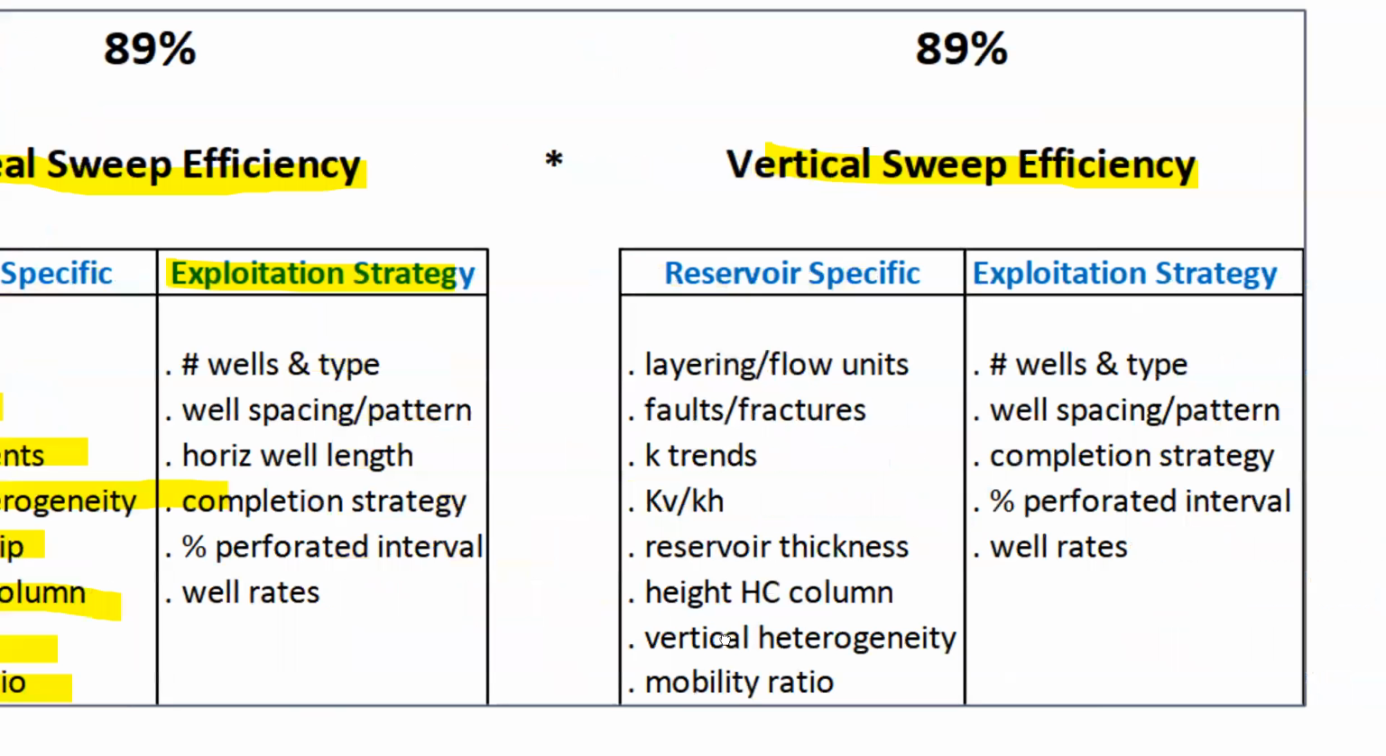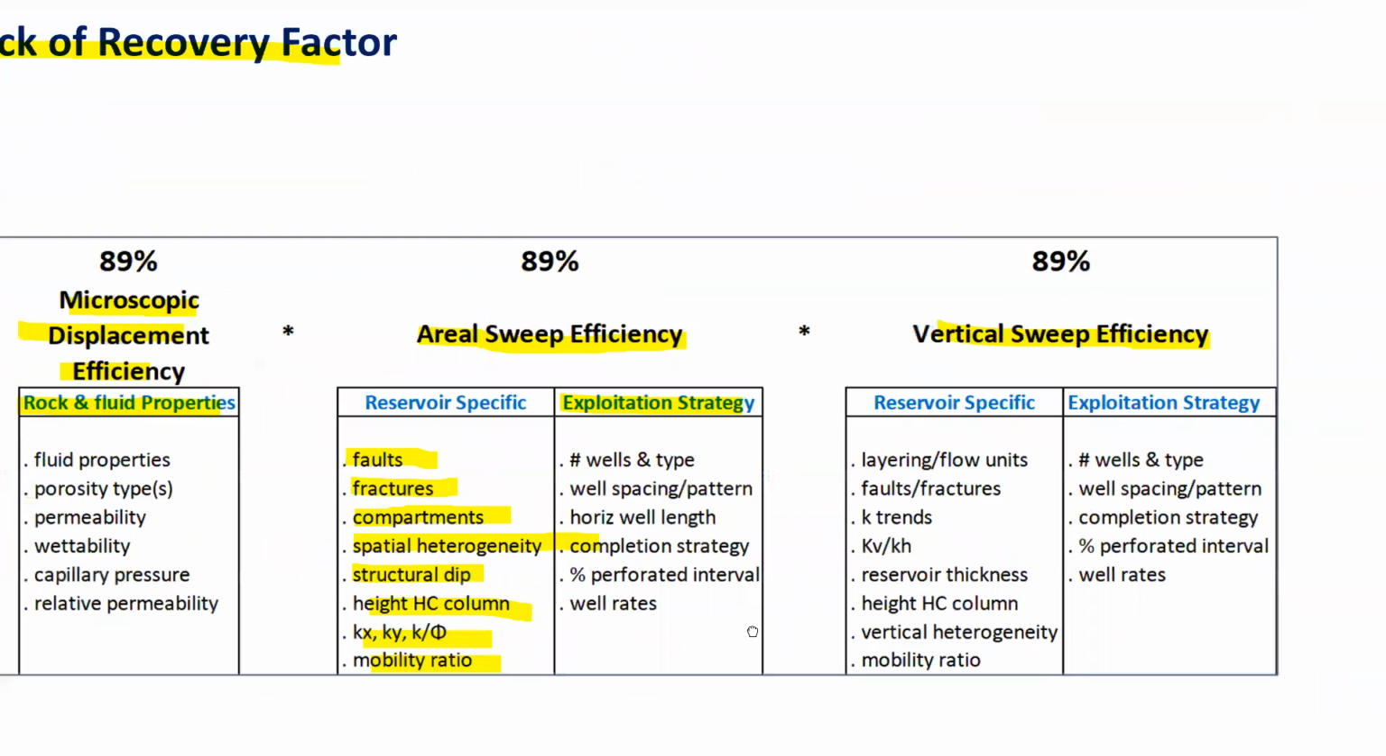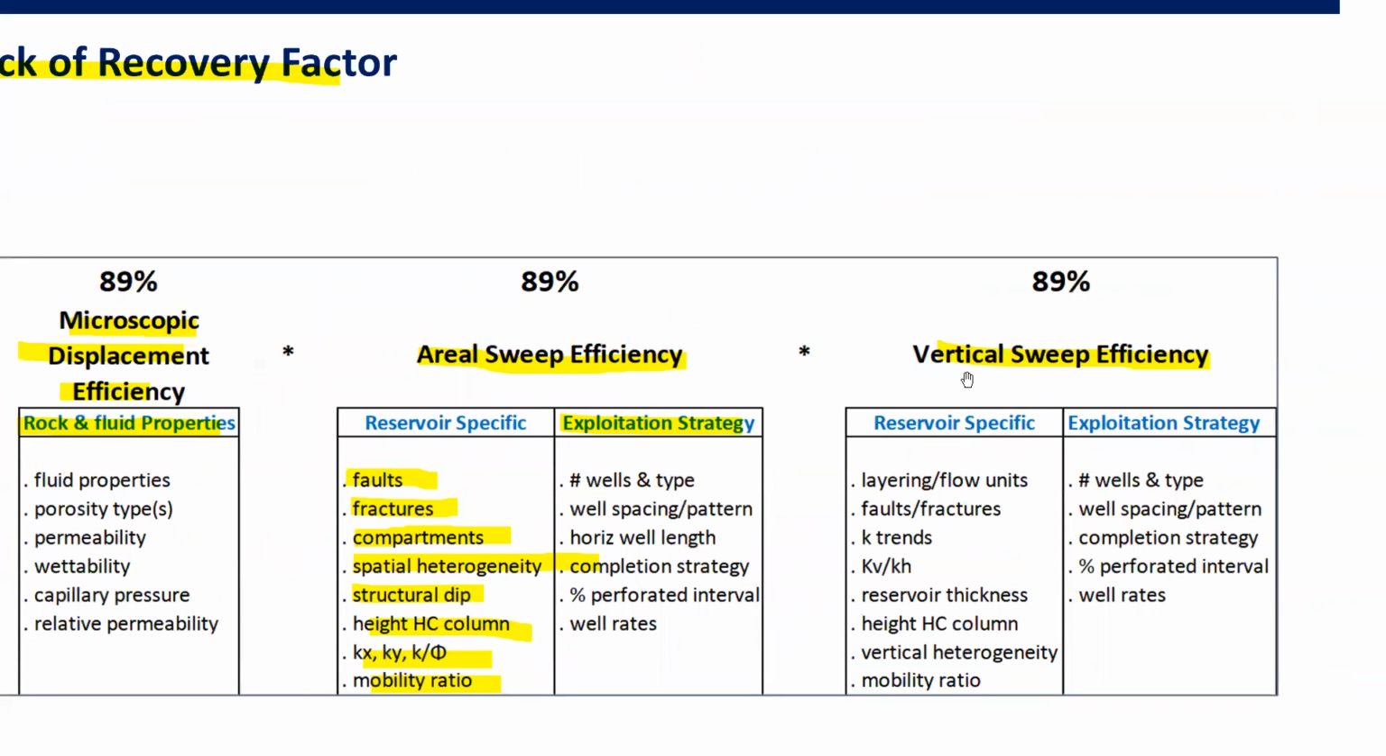And vertical sweep efficiency. Okay. This is also controlled, from the reservoir-specific perspective, by the layering, flow units, faults and fractures, the trends of the permeability, anisotropy, the vertical permeability divided by the horizontal permeability, the thickness of your reservoir, again the height of the hydrocarbon column, and the vertical heterogeneity, as opposed to the spatial heterogeneity that will control the areal sweep efficiency.